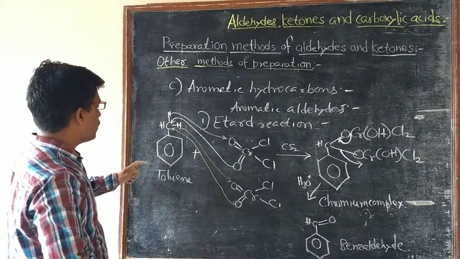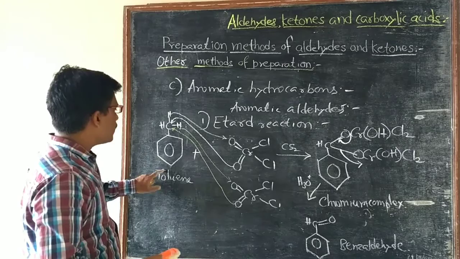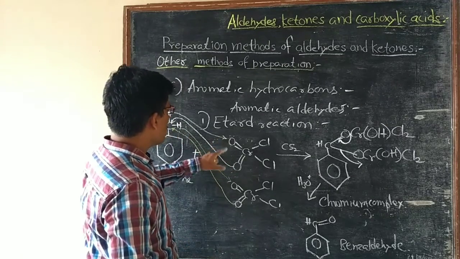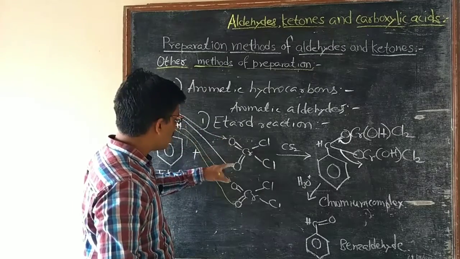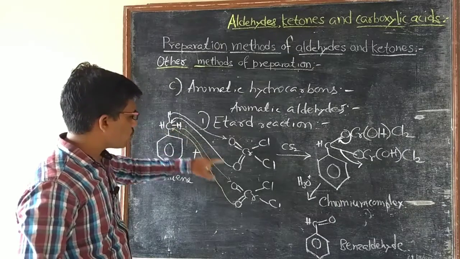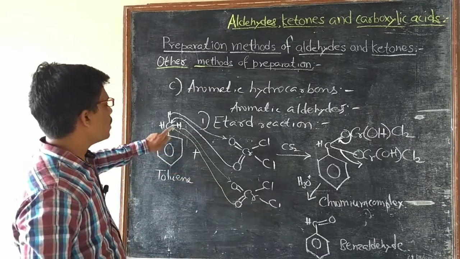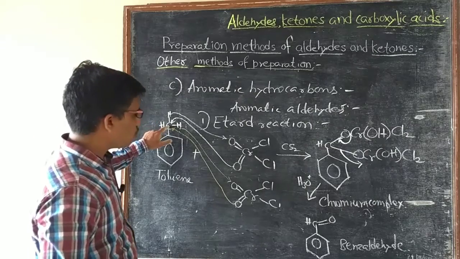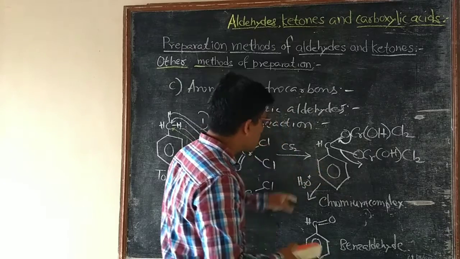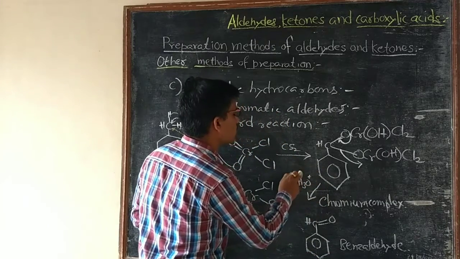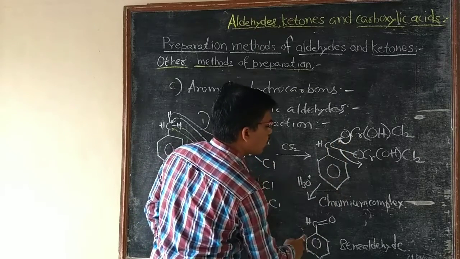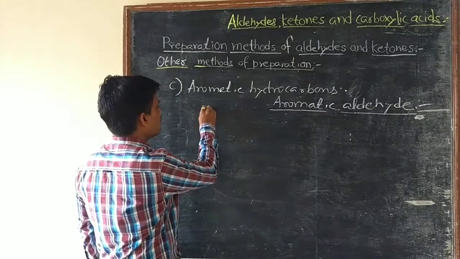I will repeat once again. Toluene is treated with an oxidizing agent like chromyl chloride. In this case, this hydrogen goes to oxygen and this oxygen goes to the carbon atom, and here also another hydrogen goes to oxygen and this oxygen goes to carbon atom of methyl group to form its chromium complex, and this chromium complex further undergoes hydrolysis in presence of acid, breaking in this way to form benzaldehyde.